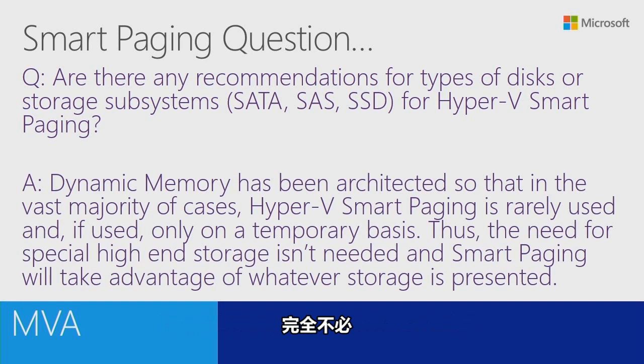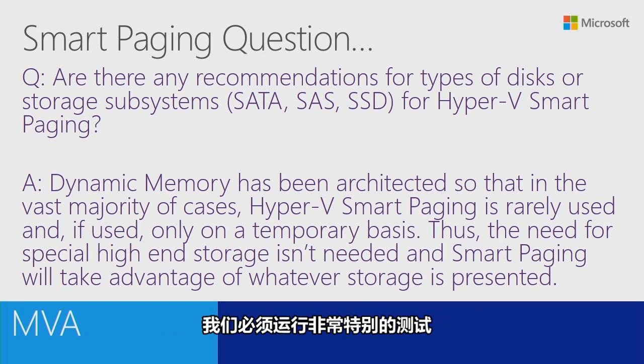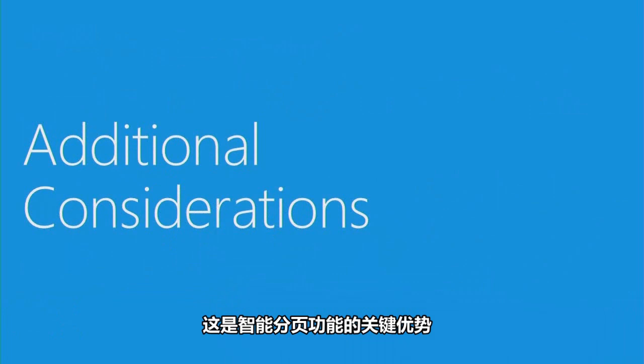Actually, no. Dynamic memory has been architected so that in the vast majority of cases, smart paging never kicks in. You will almost never see it. We actually have to run very specific tests to even exercise this because dynamic memory is very intelligent about how it works, and it almost never even needs to kick in. So it's rarely used, and it's only on a temporary basis. So you don't need any special high-end storage. You don't need to do anything special. We'll take advantage of whatever storage is needed. So that's the key for smart paging.